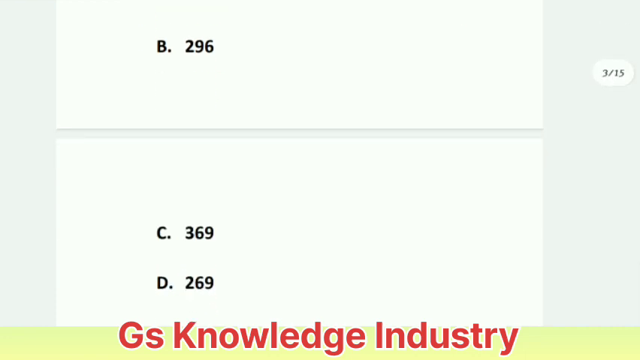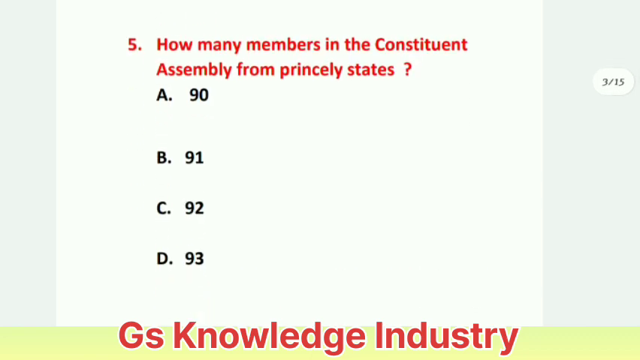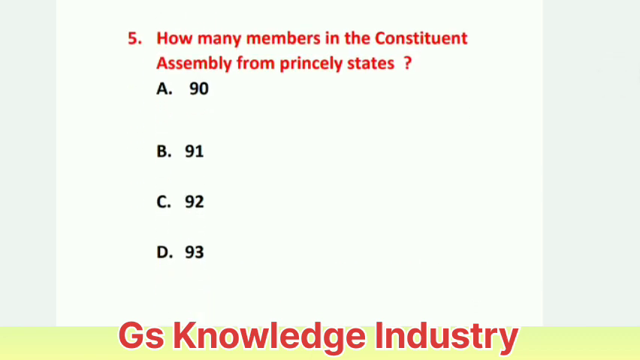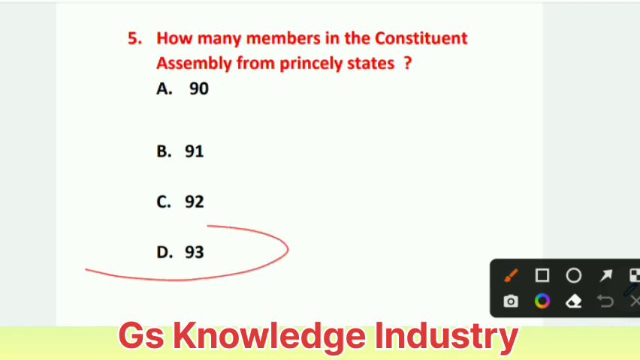And 5 number question. How many members in the Constituent Assembly were from princely states? Option A, 90. Option B, 91. Option C, 92. Option D, 93. Here the right answer is option D. 93 members were from princely states.